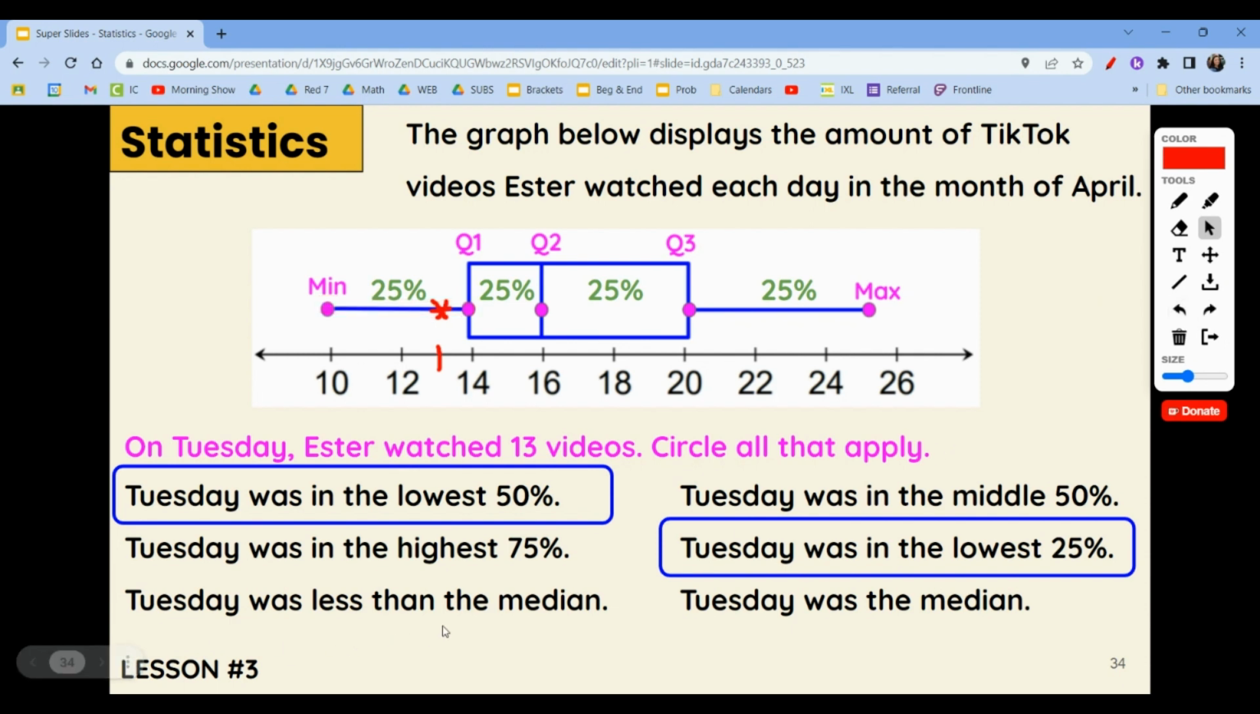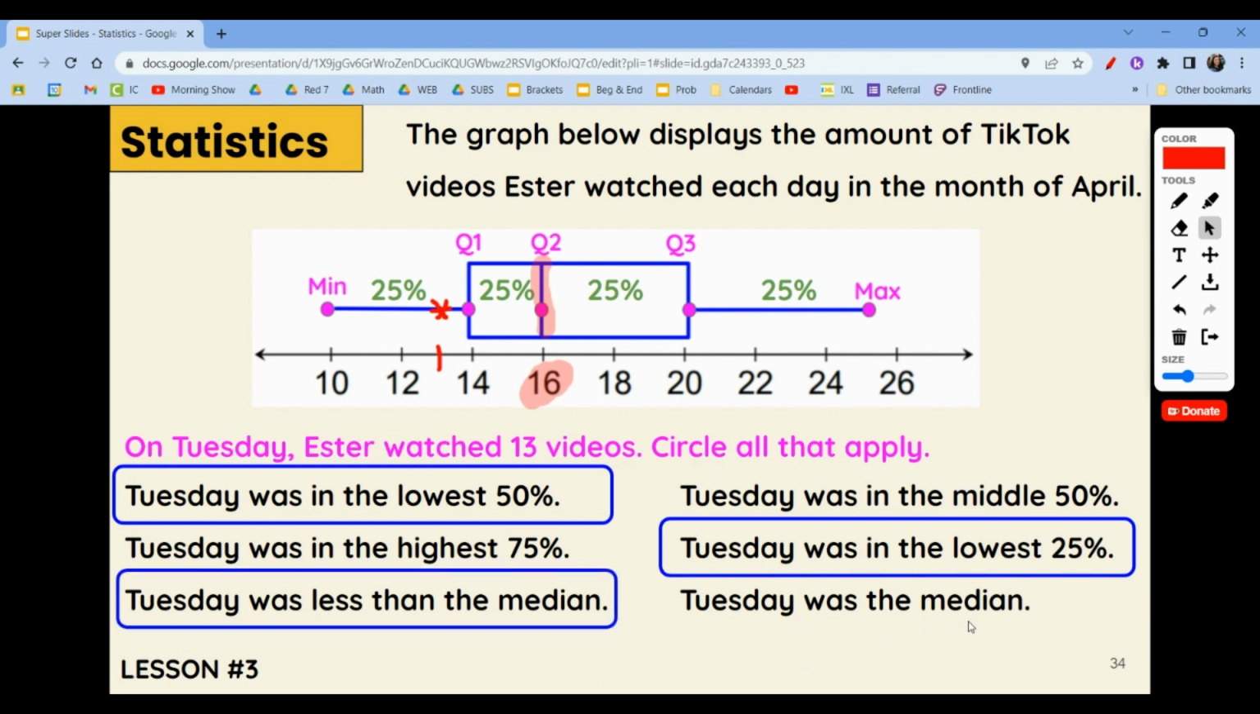Tuesday was less than the median. Here's the median. The median is 16. 13 is less than 16, so we're going to circle that one. Tuesday was the median. No. So only these three will be circled.